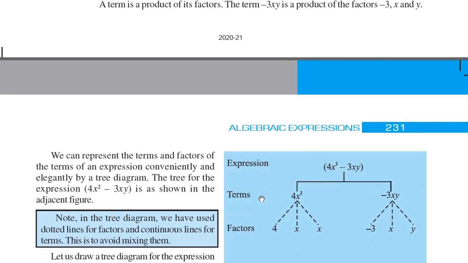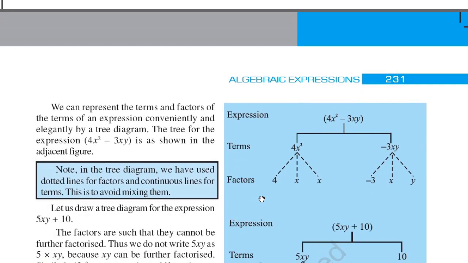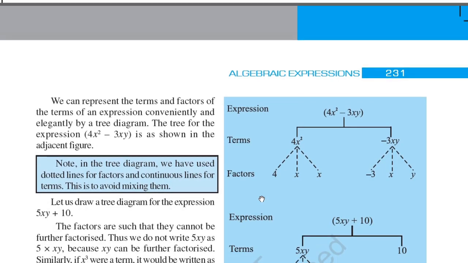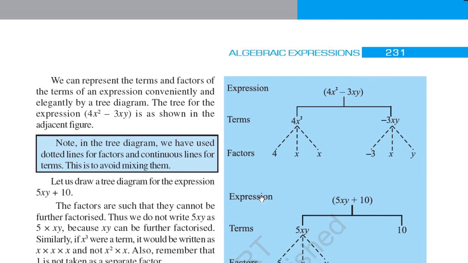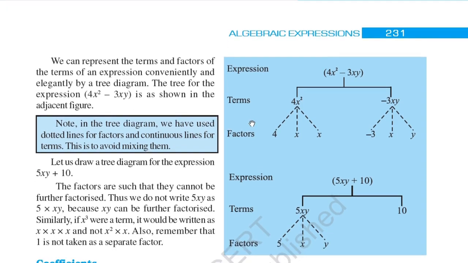We can represent the terms and factors of the terms of an expression conveniently and elegantly by a tree diagram. You can see the tree diagram in this figure. The tree for the expression 4x square minus 3xy is shown in the adjacent figure. Note, in the tree diagram we have used dotted lines for factors and continuous lines for terms. This is to avoid mixing them.